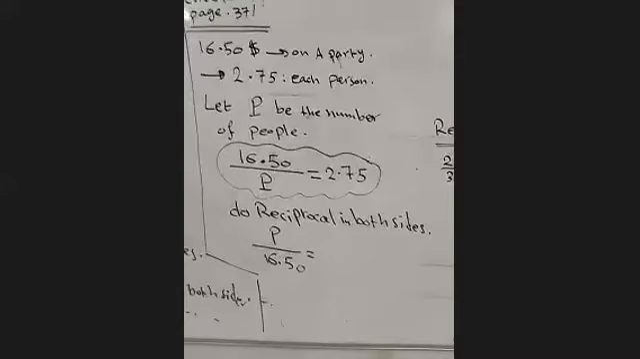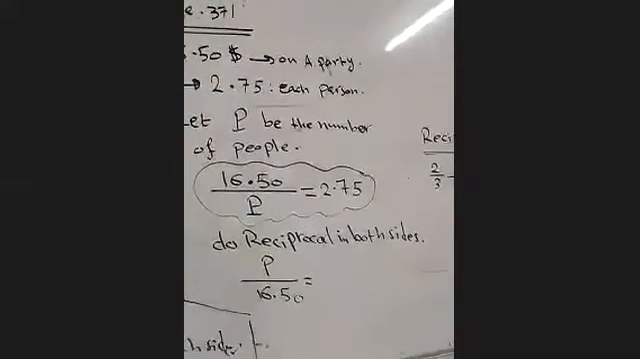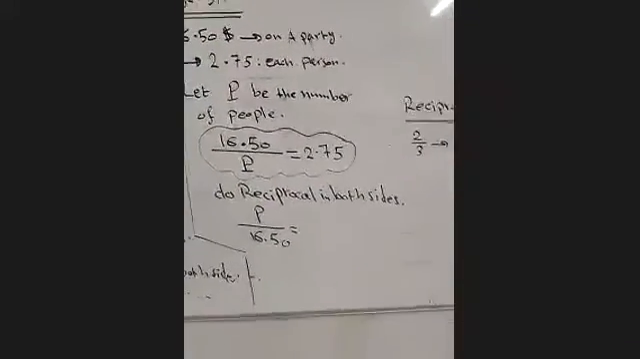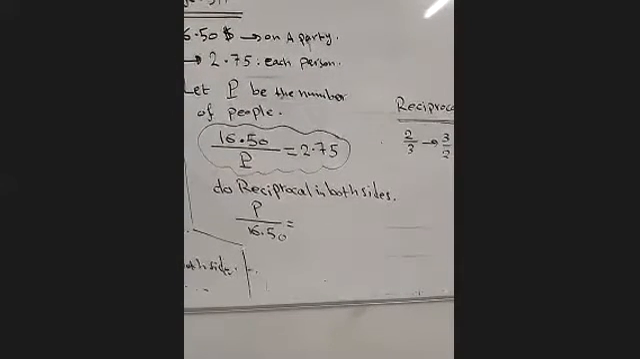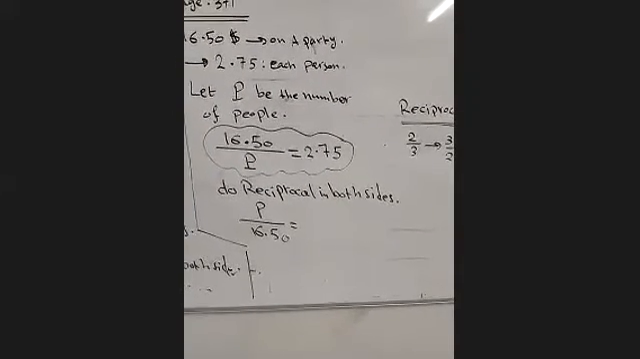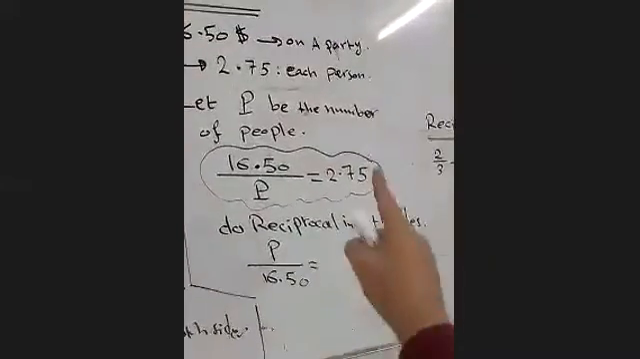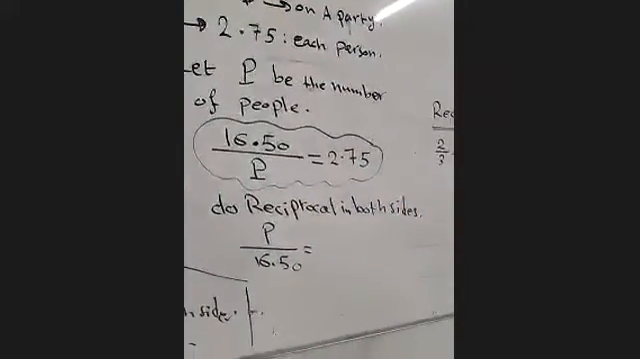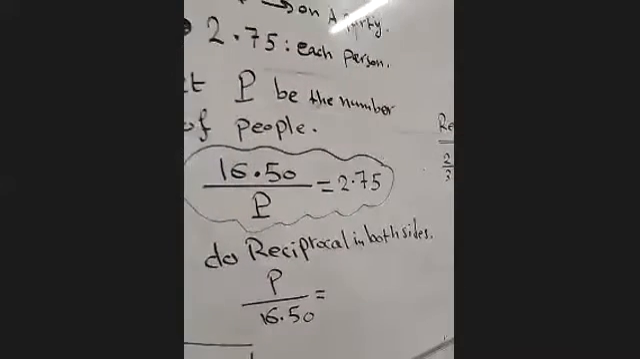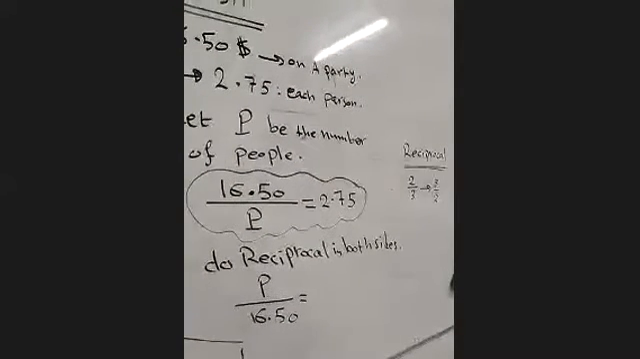What is the reciprocal, Omar? If we have a number, what's the reciprocal of the number? The fraction, we flip it. Of the number, what we will do? 2.75. What's the reciprocal of this number? Exactly. Excellent boy. It is 1 over 2.75 because this is already over 1.